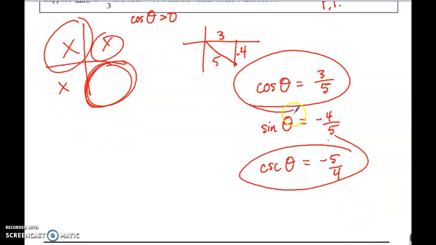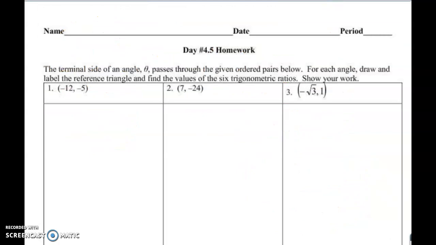And I believe we are done. You should be ready for the homework.